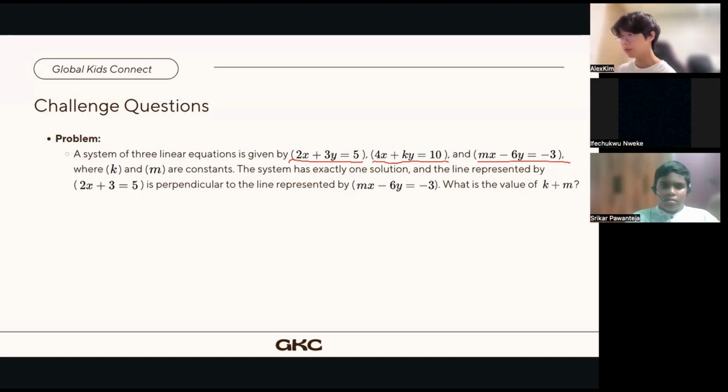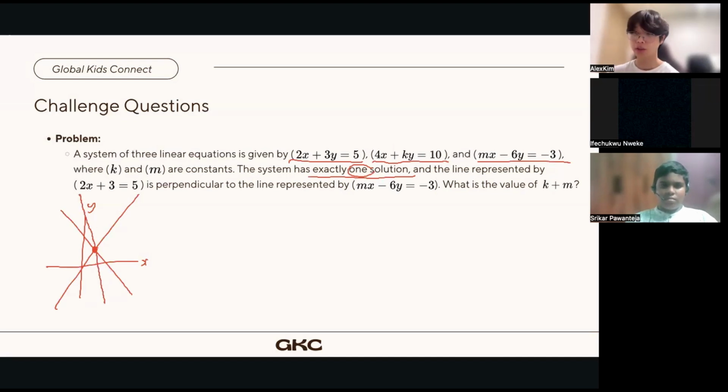And the second most important thing is that the system has exactly one solution. Like we covered before, when there is only one solution, it means that the lines meet. Intersecting lines only intersect at a single point. So we had an example of two lines, but if there are three lines, how would that happen? If the third line is different from the other two, it will go past the same intersection point. So we'll use this knowledge in order to solve for k and m.